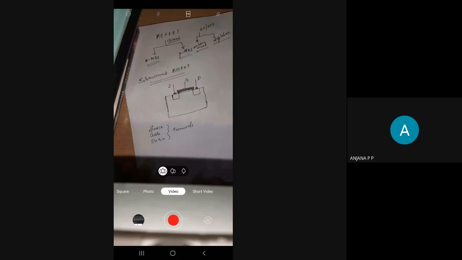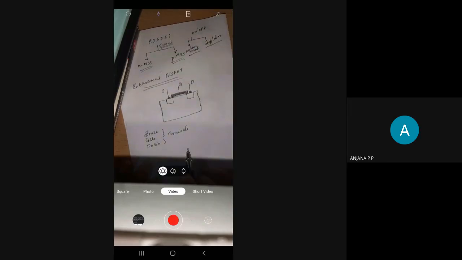They are the terminals in MOSFET. Okay, terminals: source, gate, and drain. These are the 3 major terminals in MOSFET. Okay.